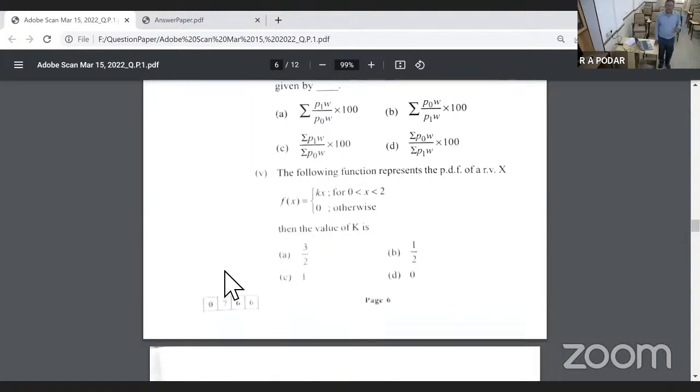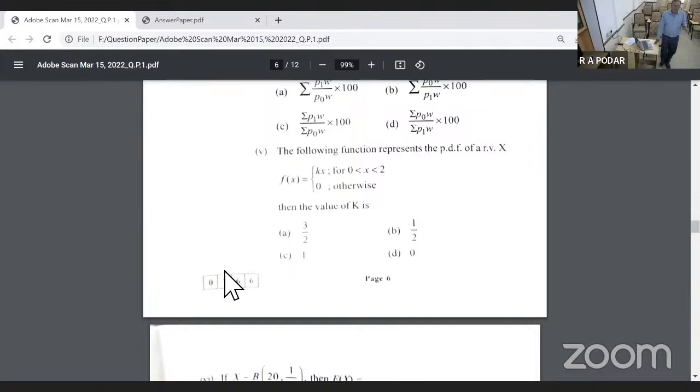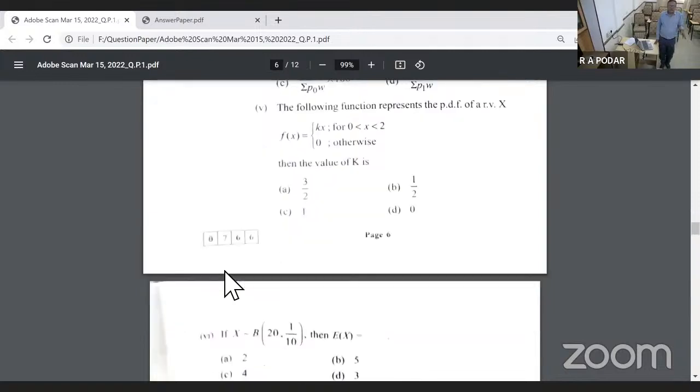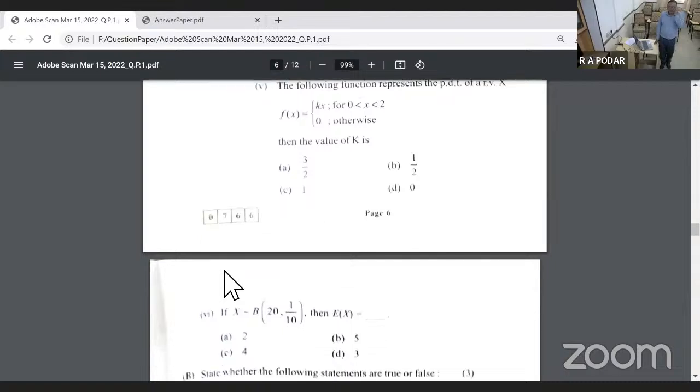This is the PDF. The PDF is given to you. You have to choose and write the report for this question and get the correct answer. Okay, so 1/2 you will get.